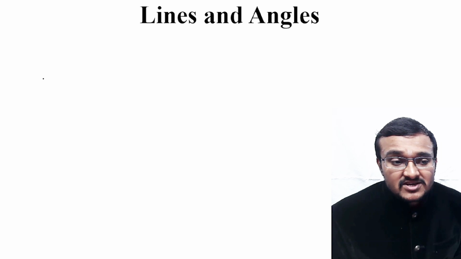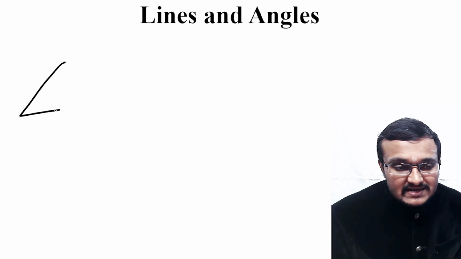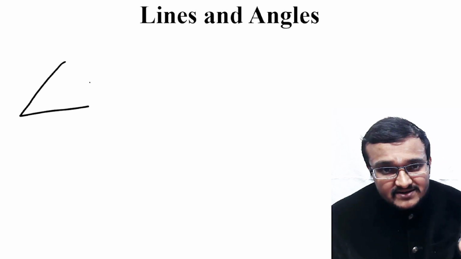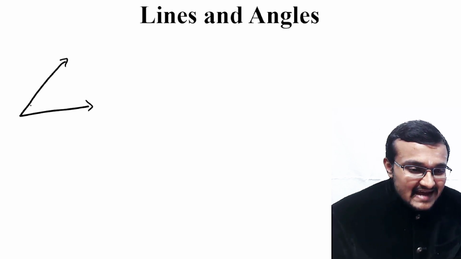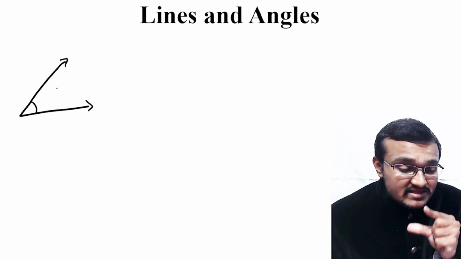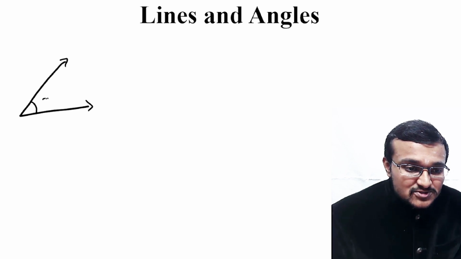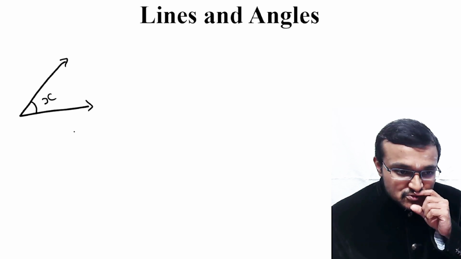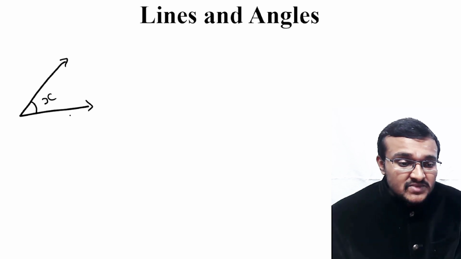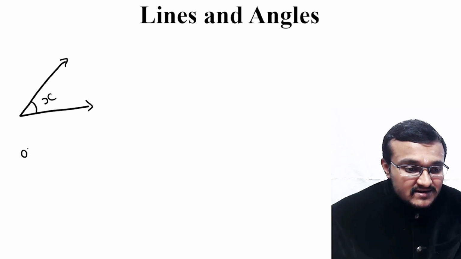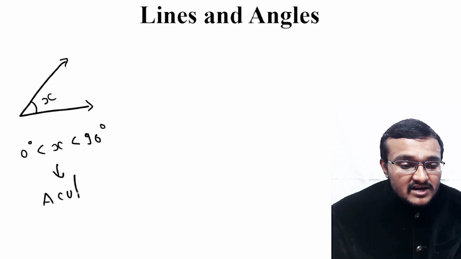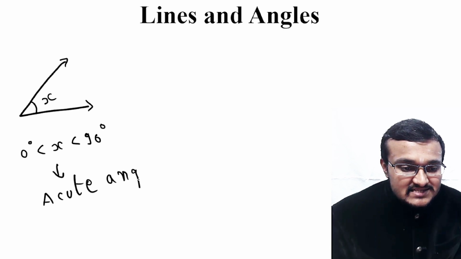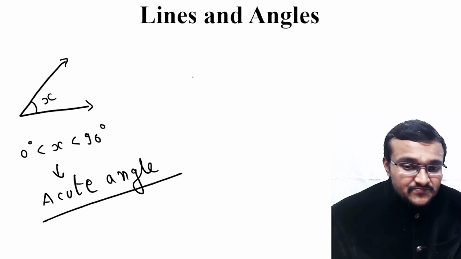In your previous classes, you have learnt about angles, acute angle, obtuse angle, and different kinds of angles. So we'll recall that if two rays are making an angle between them, let's say x is the angle between these two rays. If this x is greater than 0 degrees and less than 90 degrees, then this angle is known as an acute angle.